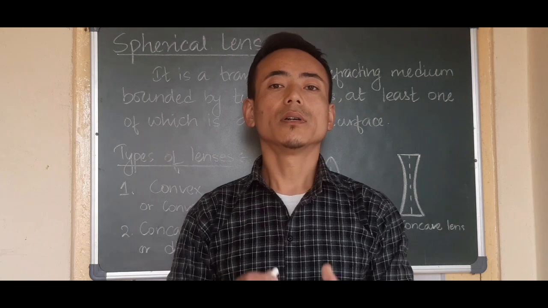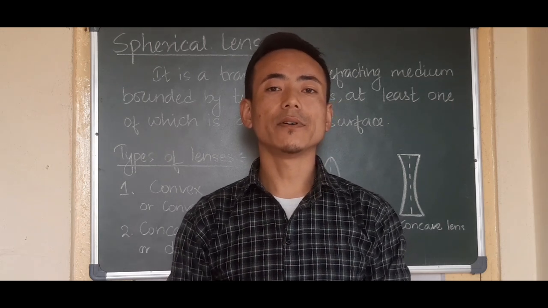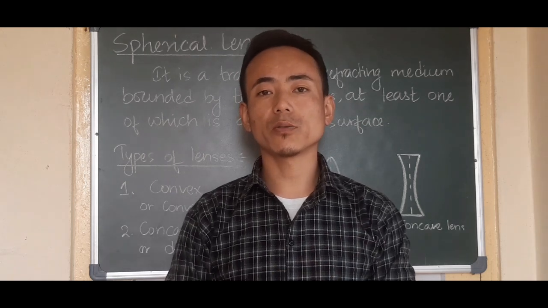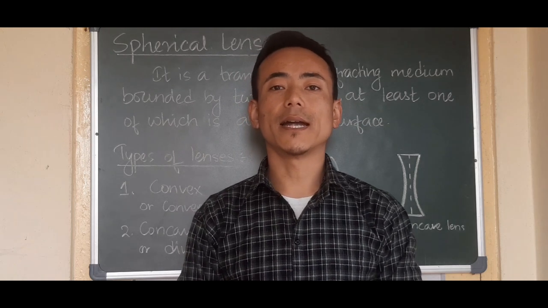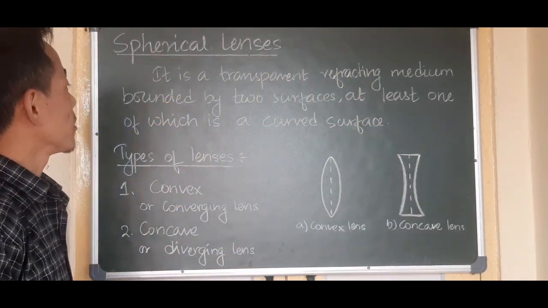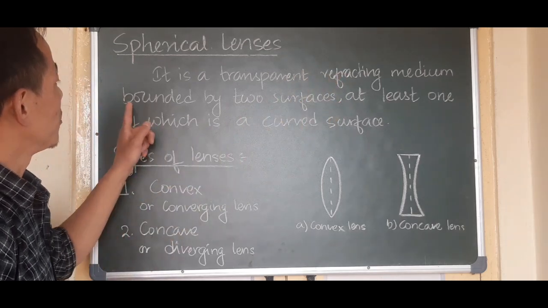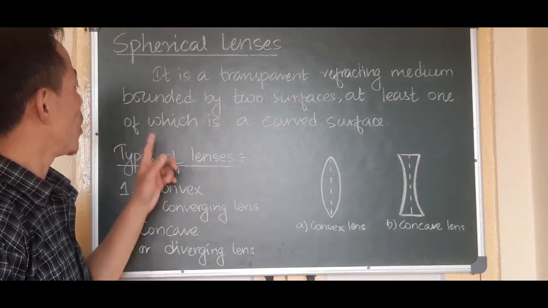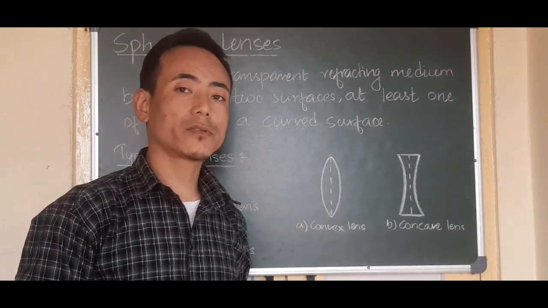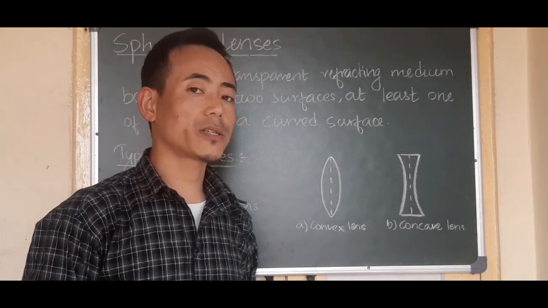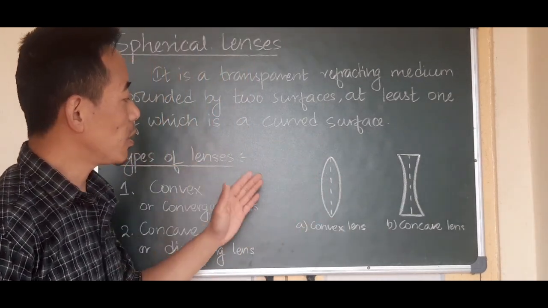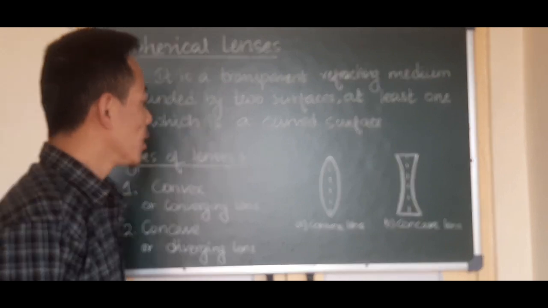And depending on the shape of the lens, we have two types that we will discuss here. Basically there are more, but we will discuss only two types of lens, that is convex and concave. So let's start the video here. You can see a lens is nothing but a transparent refracting medium bounded by two surfaces, at least one of which is a curved surface. At least means one is a curved surface, the other may be plane, or both the surfaces may be curved surfaces.